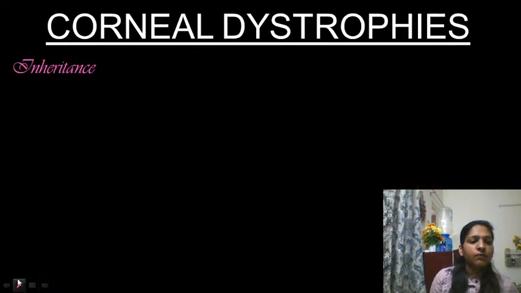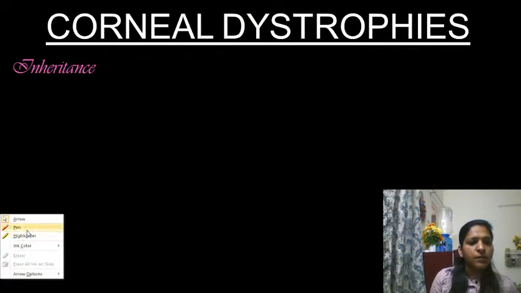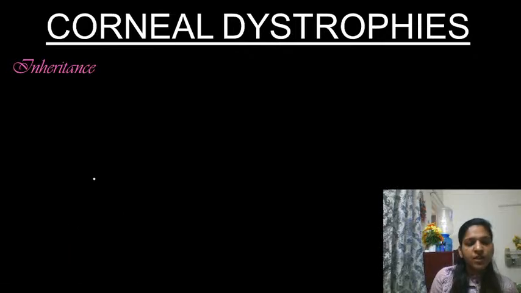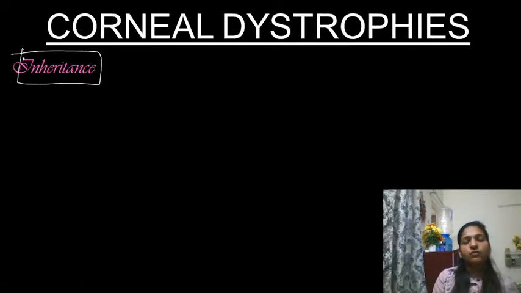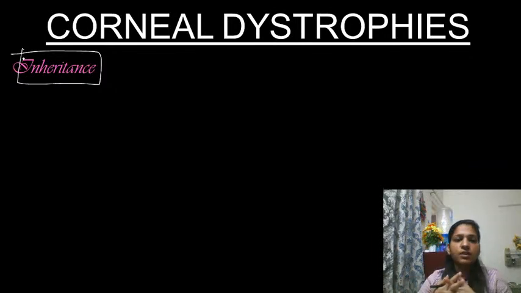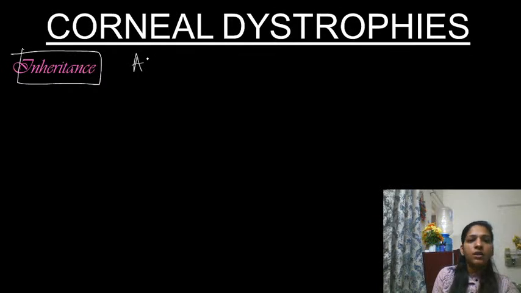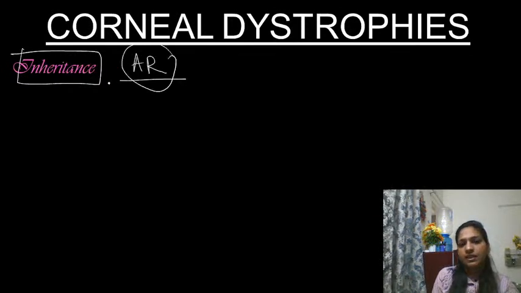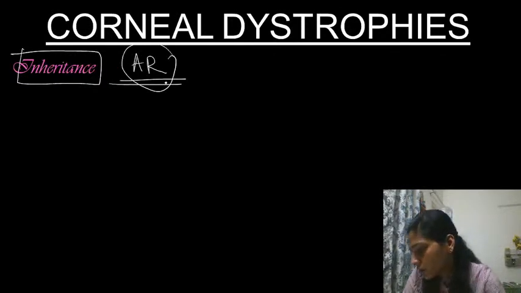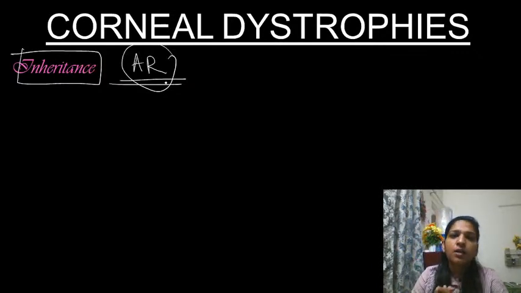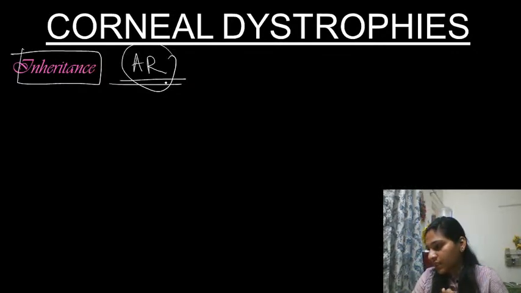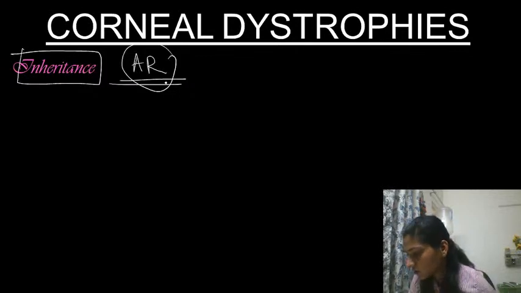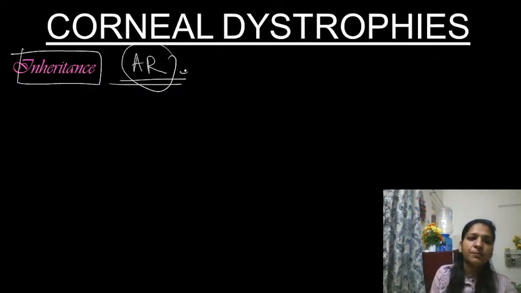Now inheritance of dystrophy. You people don't have to go into detail of the dystrophies, but you have to know which dystrophy is autosomal dominant and which dystrophies are autosomal recessive. So here I just want to tell you that all dystrophies are autosomal recessive, but there are 4 exceptions.